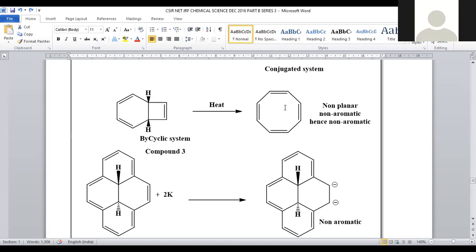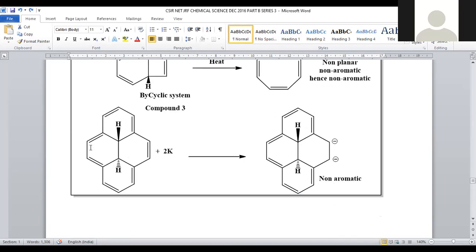So this is only one of the parameters. Planarity is an important criterion for aromatic nature. And 4n+2 is also not obeyed, so the Huckel aromaticity formula is also not obeyed by this one. Hence, we can say this compound is non-aromatic in nature, right? So when this bicyclic system is subjected to heating, cyclooctatetraene is generated, which is non-aromatic.